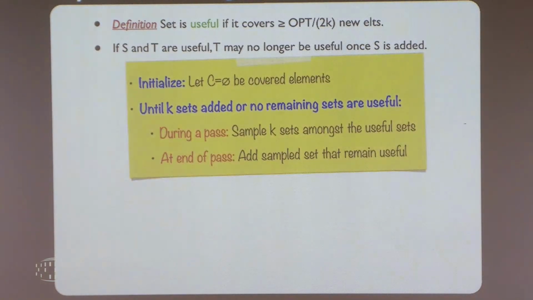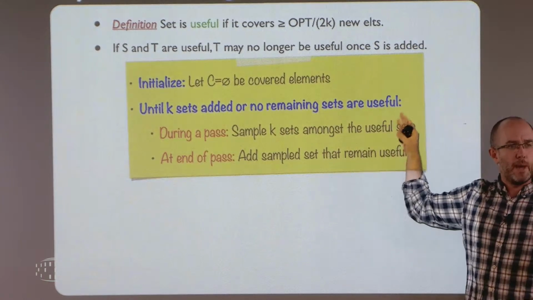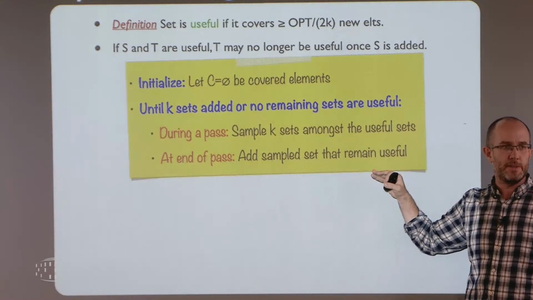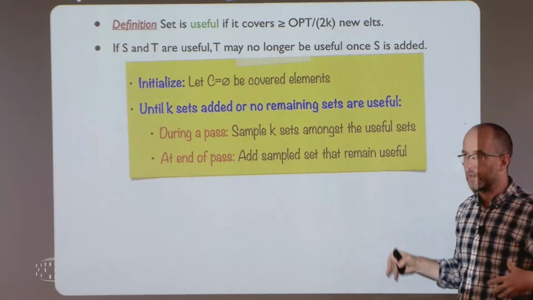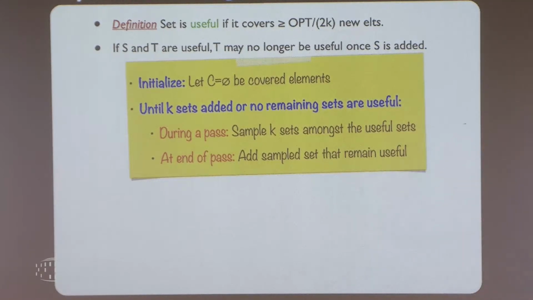If you haven't, that's fine. So I'm going to start off with a baby result to give a half approximation in the dynamic setting, and then I'll describe how to get the full 1 minus 1 over e approximation.